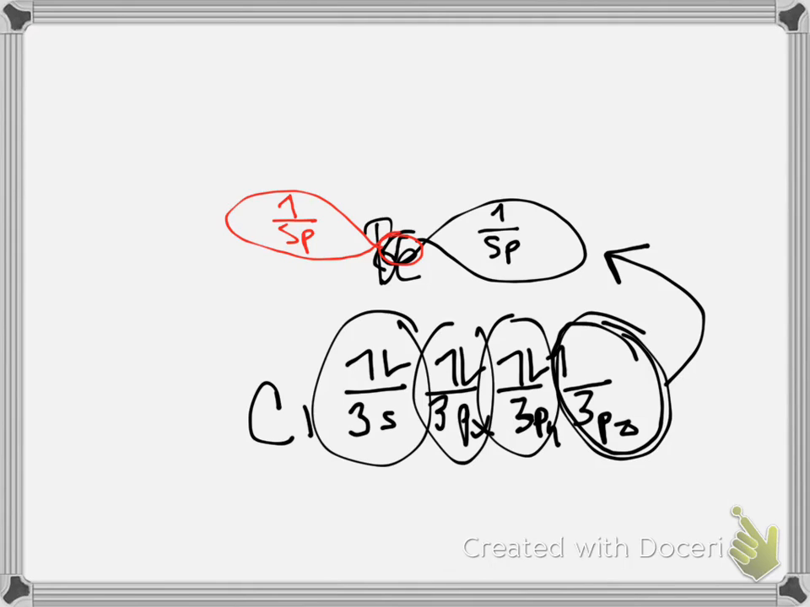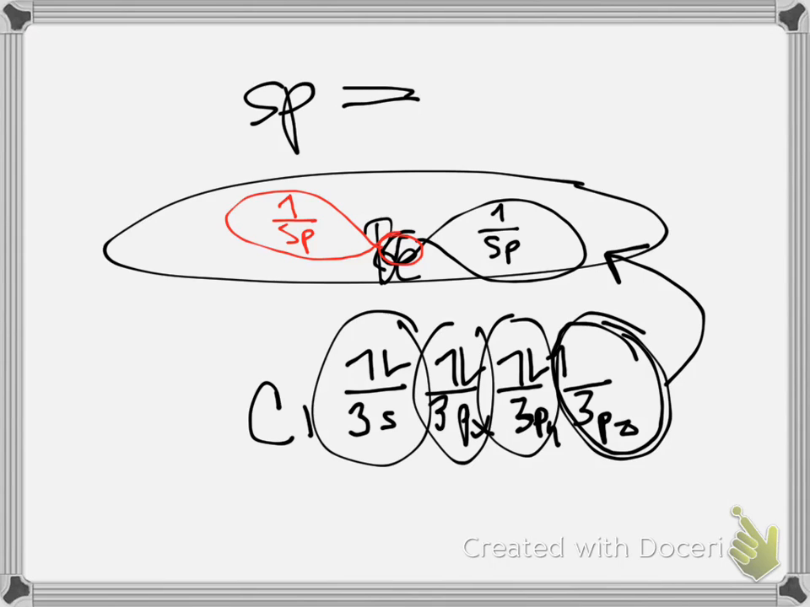So sp hybridization gives you what shape? It's linear, it's a straight line. Because you've got those two orbitals basically hanging off to either side of whatever it is that's hybridized.